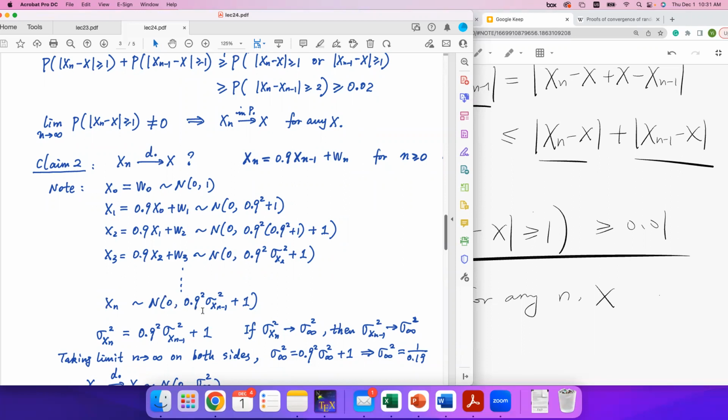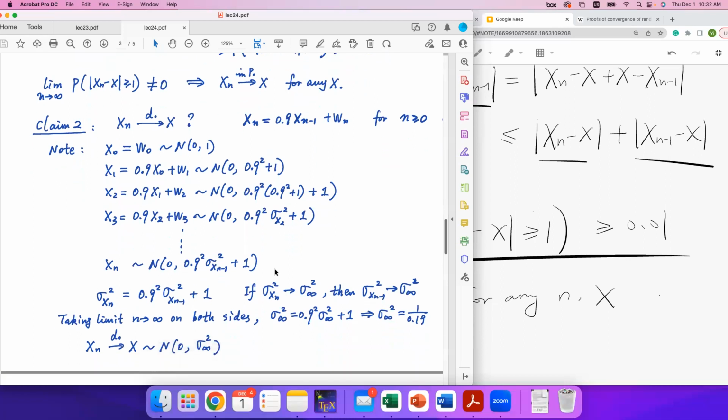It has zero mean, but the variance is 0.9 squared times the variance of xn minus 1, plus 1. Based on this random walk, you can establish such a relation between their variances. The variance of xn is 0.9 squared times the variance of xn minus 1 plus 1, because the variance of w is 1. And with this recursion, you can work out these variances. In the end, the next variance is the previous variance times 0.81 plus 1.